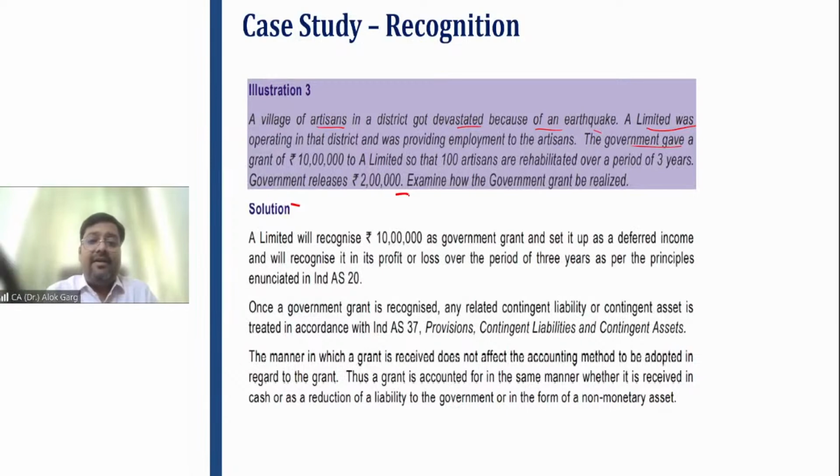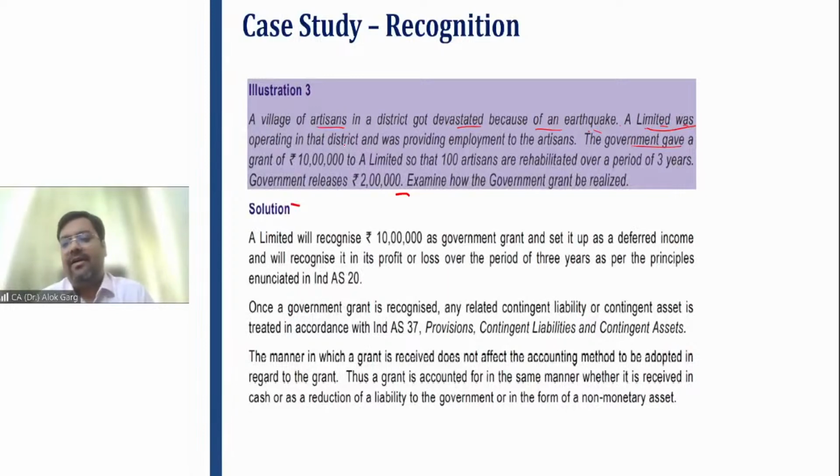So a village of artisans in a district got devastated because of an earthquake. A Limited was operating in that district and was providing employment to those artisans. So A Limited was helping those artisans by providing employment to them. The government gave a grant of rupees 10 lakh to A Limited.